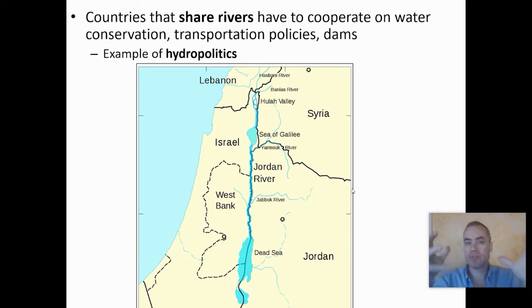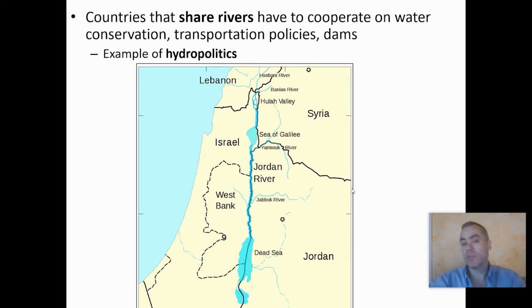Those countries have to share and cooperate and figure out common policies on things like conservation, transportation, like the ships going up and down, the dams that they're going to put up there, and who's going to get what energy from those dams. All these things have to be considered in hydropolitics.